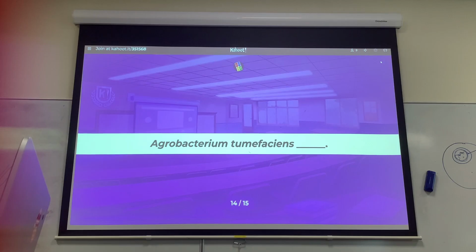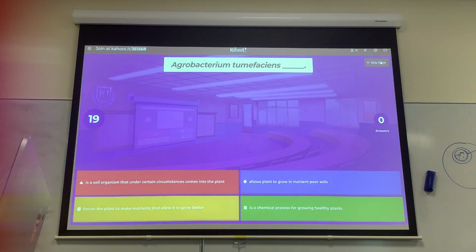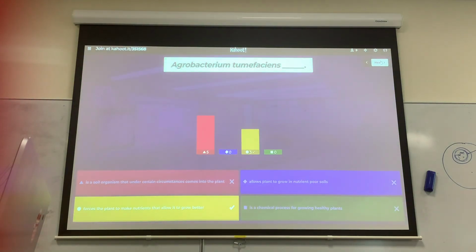Agrobacterium tumefaciens. Yep, so it is a soil organism, but the bacterium itself doesn't go into the plant. It's actually the T-DNA that goes into the plant. When it does that, it forces the plant to make opines, carbon and nitrogen, for it to grow. Good.